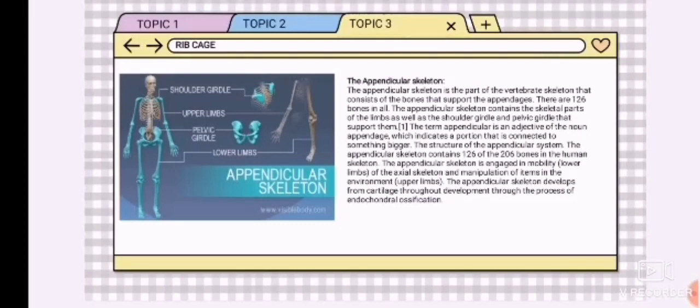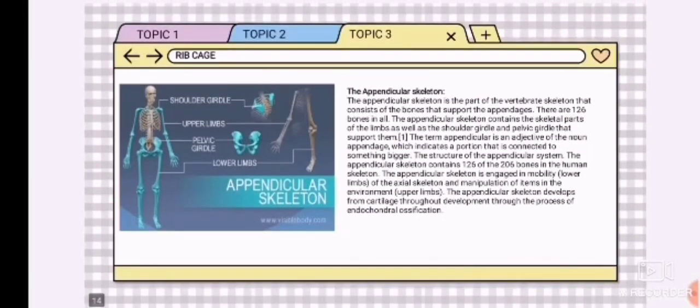The appendicular skeleton develops from cartilage throughout development through the process of endochondral ossification. The appendicular skeleton allows us to move and manipulate objects. So the appendicular skeleton is really important.